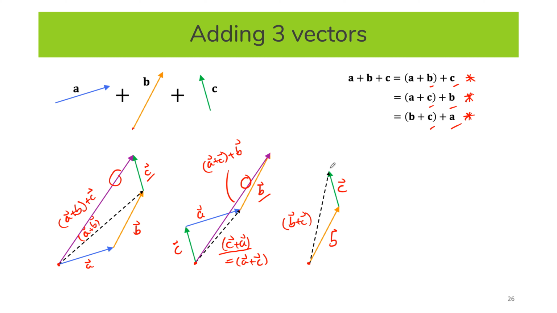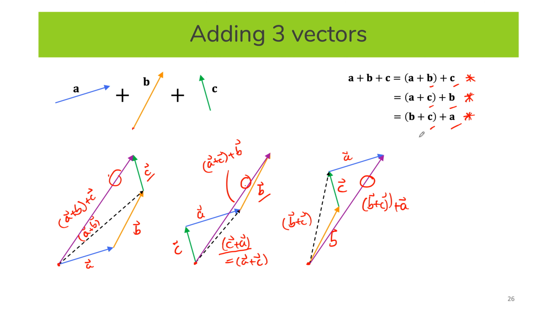Bringing A in, I am going to attach the tail of A over here. And this is A. So I'm going to do the addition of this vector to that vector. So I'm going to draw from this point to that point. And this one is B plus C, then plus A. And again, this one is identical to this one and that one.